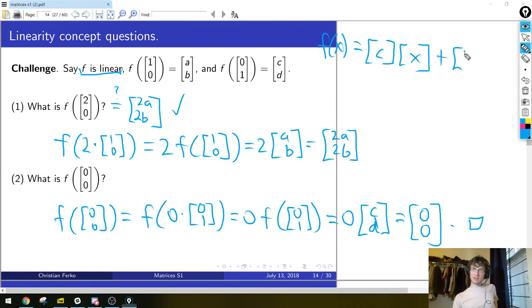But if we attempted to add a constant b, that would break the rule that you must map the 0 vector to the 0 vector. If we tried to do this, we would map the 0 vector to b, which does not work. Very good.